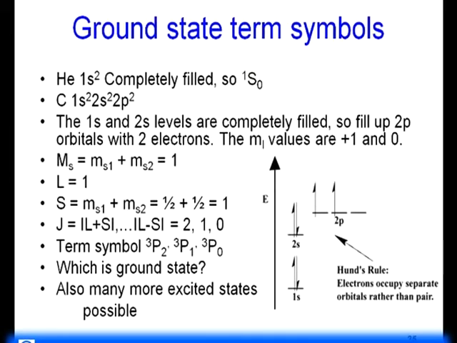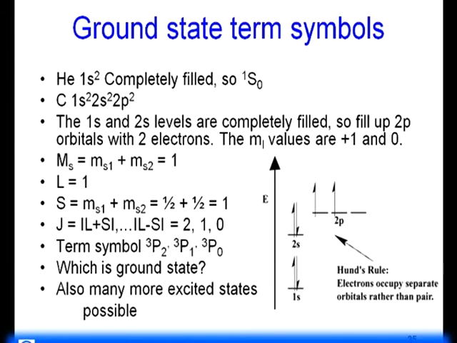Now we come to the ground state term symbols of other elements. Helium, again, the ground state is 1s2. We don't even worry about finding out, we know that it is completely filled, so it is 1S0. It is a singlet state, it has a total orbital angular momentum of 0, so it is an S state, and its J quantum number is equal to 0.